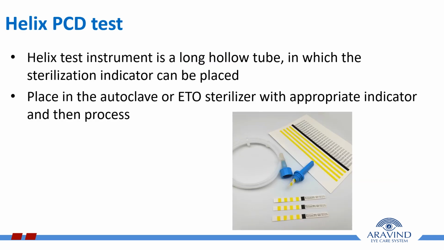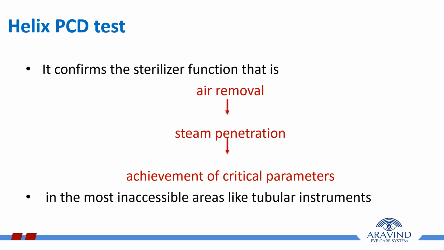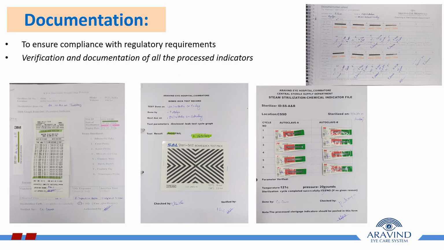Helix PCD test. The Helix test instrument is a long hollow tube in which a chemical indicator strip can be placed. In this we can use a class 2 or class 5 indicator, or we can use the biological indicator. Then it is placed in the autoclave or ETO sterilizer with the relevant indicator for the validation process. It confirms the sterilizer function, that is air removal, steam penetration and achievement of critical parameters in the most inaccessible areas like tubular instruments.